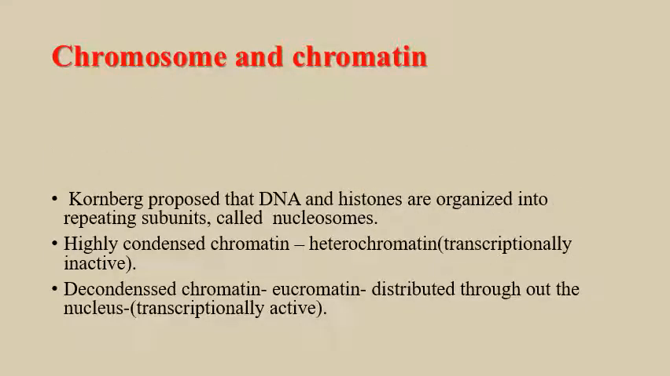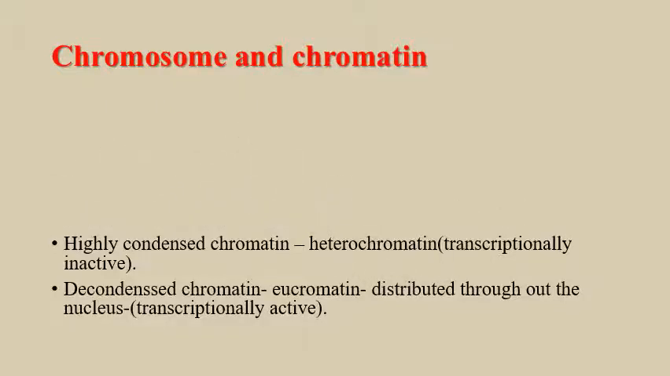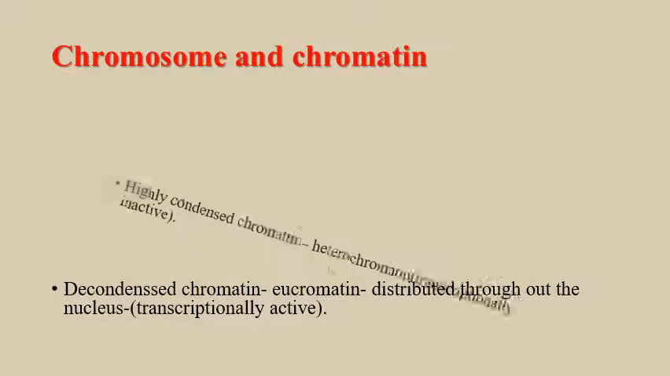Kornberg proposed that DNA and histones are organized in repeating subunits called nucleosomes. The highly condensed chromatin is called heterochromatin, and it is transcriptionally inactive. The decondensed chromatin is euchromatin, which is transcriptionally active and distributed throughout the nucleus.